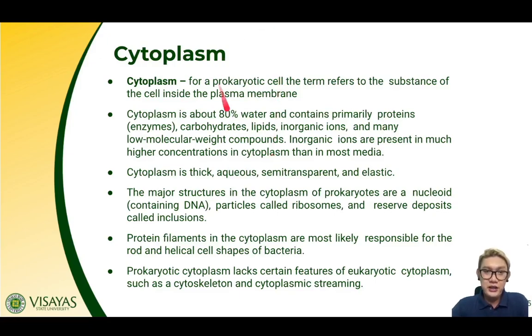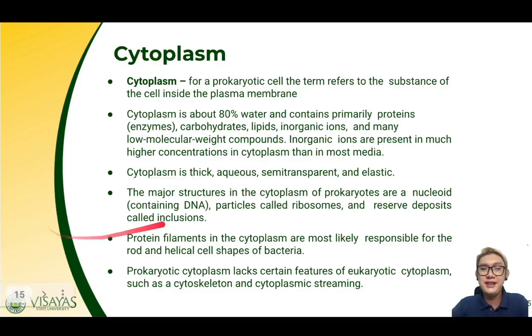It is about 80% water and contains primarily proteins, carbohydrates, lipids, inorganic ions, and many low molecular weight compounds. Inorganic ions are also present in much higher concentration in cytoplasm than in most media. Cytoplasm is thick, aqueous, semi-transparent, and elastic. The major structures in the cytoplasm of prokaryotes are the nucleoid containing DNA, particles called ribosomes, and reserve deposits called inclusions.